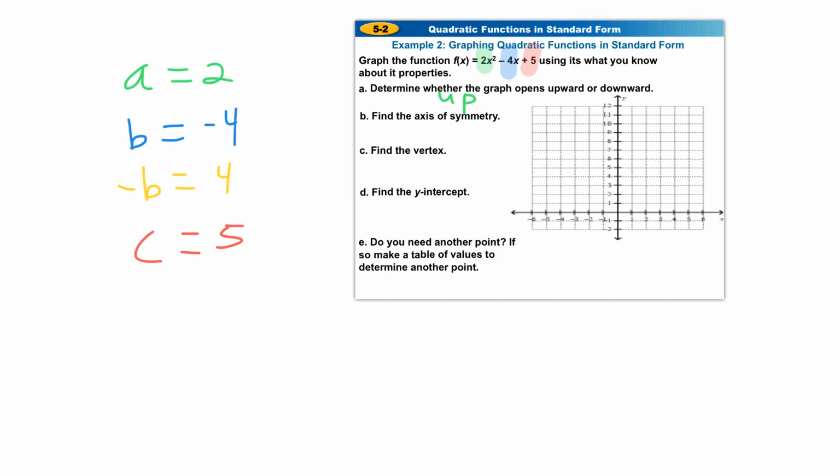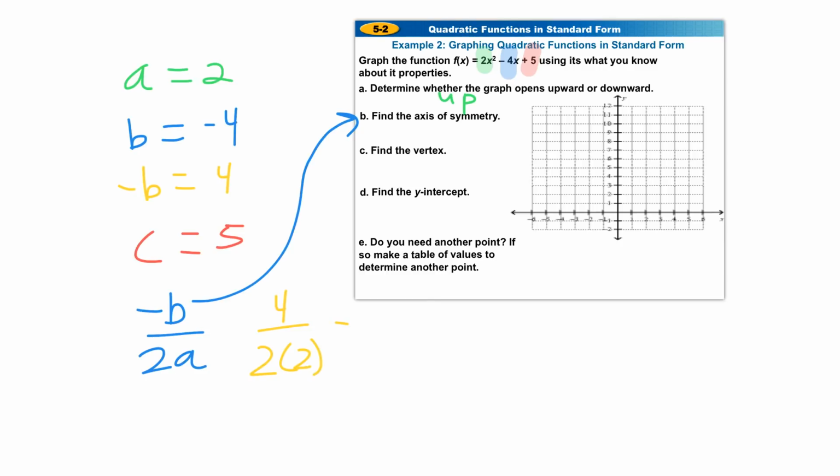So that means we should have a parabola. I don't know exactly what it's going to look like, but it'll open up like that one. Find the axis of symmetry. That's going to be the opposite of b over 2a. So the opposite of b is 4, and then we're going to divide by 2 times a. That's going to be 4 divided by 4, which is 1. So the axis of symmetry is right here at x equals 1. So I know that my parabola will be reflected across that line right there.